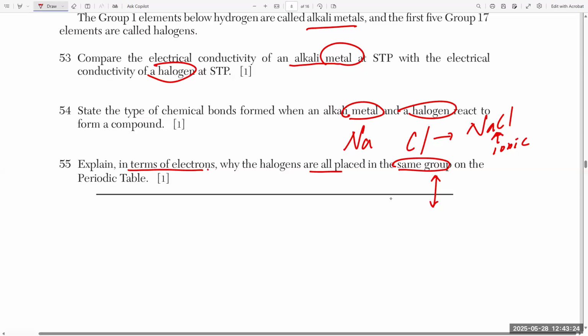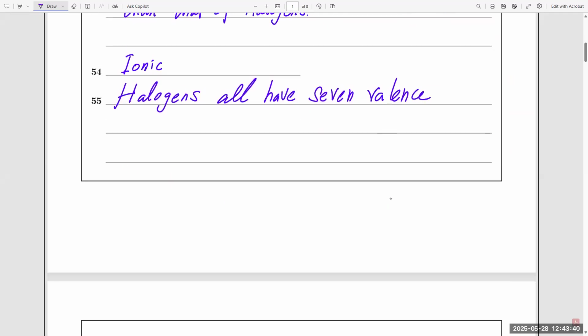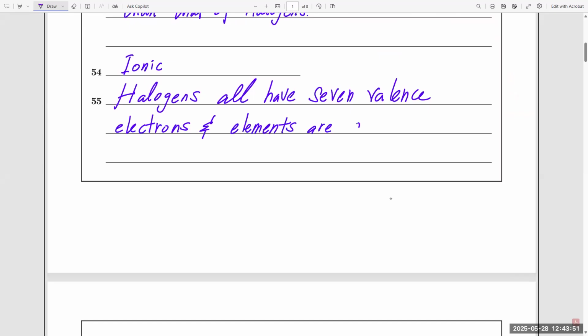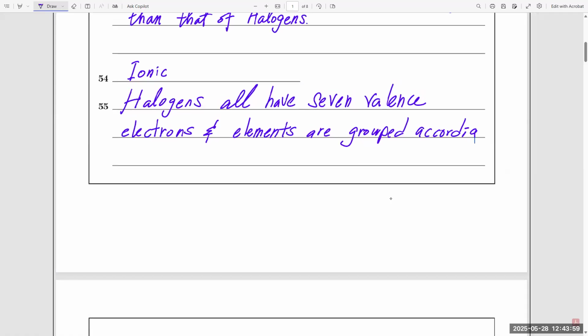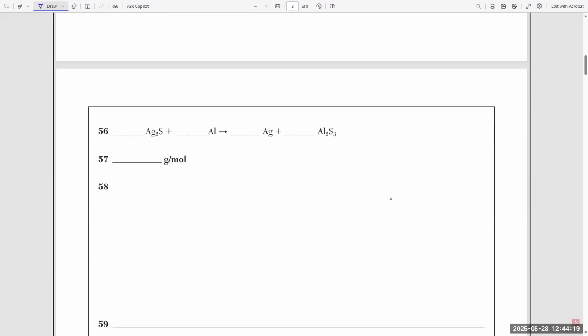Go back for a second, halogens are placed in the same group, right? Halogens all have 7 valence electrons, and elements are grouped according to the numbers of their valence electrons, right? All right, let's continue to 56.